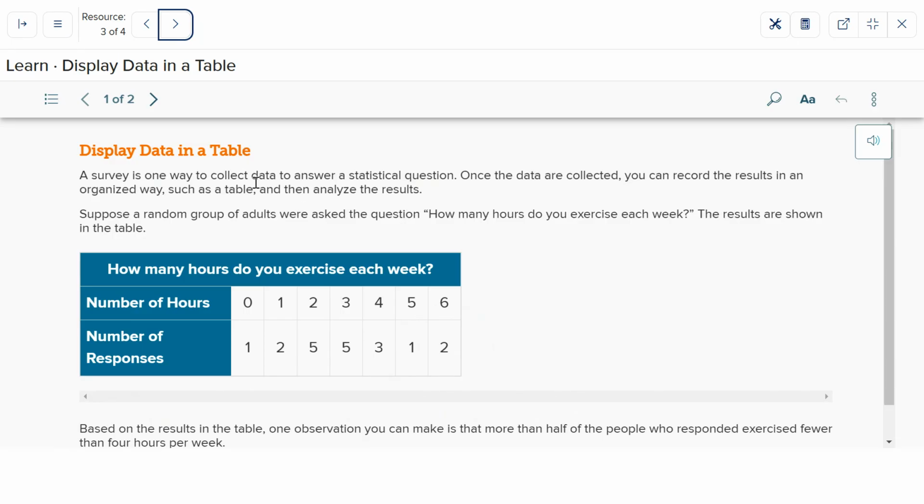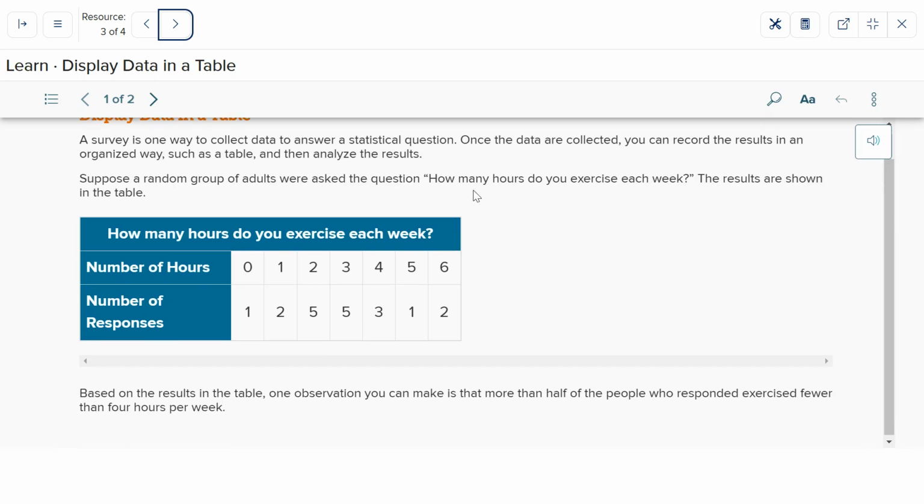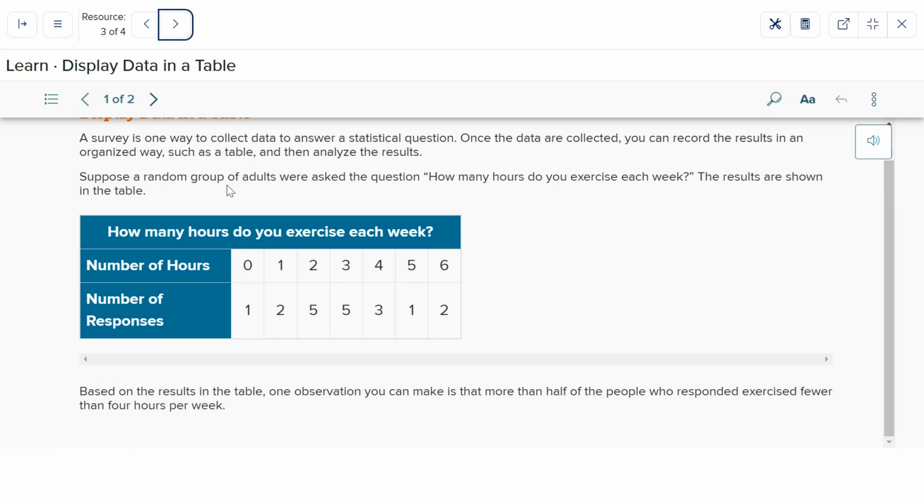So a survey is one way to collect data and answer a statistical question. Once the data are collected, data is plural, by the way, because it's more than one piece of information, you can record the results in an organized way, such as a table, and then analyze the results. So let's suppose a random group of adults were asked the question, how many hours do you exercise each week? The results are shown in the table. So here's the question at the top. And then we've got number of hours and number of responses. So they responded 0, 1 hour, 2 hours, 3 hours, 4 hours. And then this is how many people answered for each one.